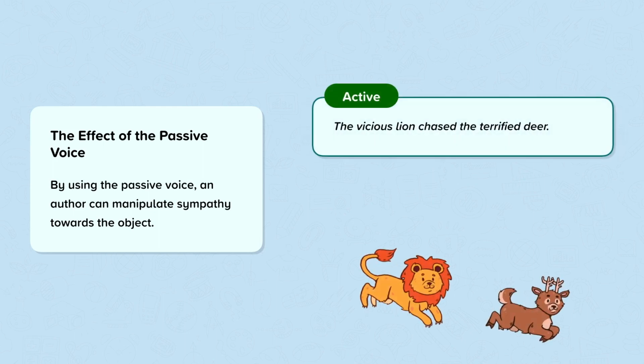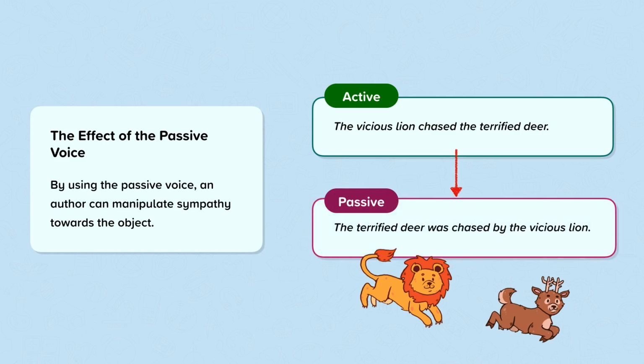Now let's look at another reason we might use the passive. By using the passive voice, an author can manipulate sympathy towards the object. So let's look at an example. The vicious lion chased the terrified deer. And in the passive voice, this would be, the terrified deer was chased by the vicious lion.